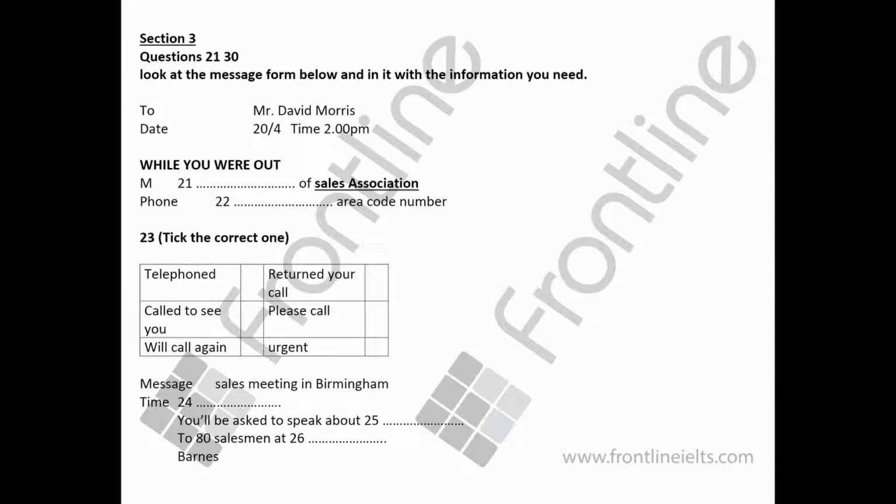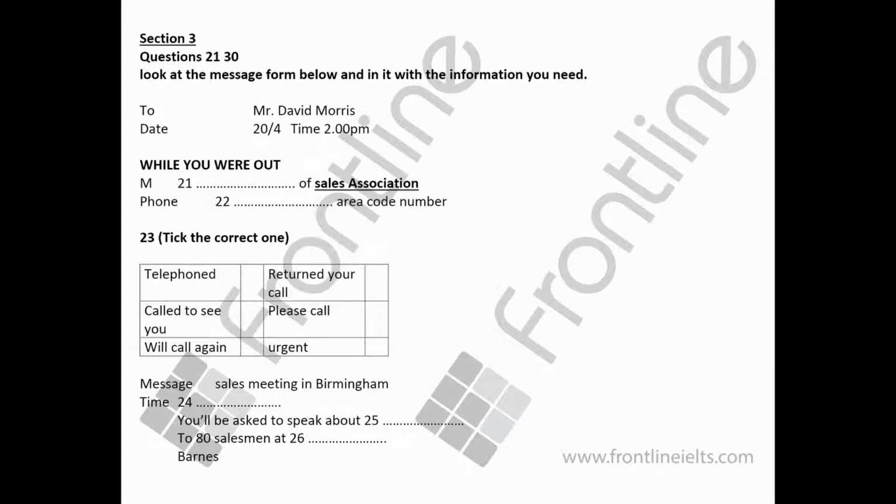Now listen carefully and answer questions 21 to 26. Mr. Morris's office. Good afternoon. Good afternoon. May I speak to Mr. Morris? I'm afraid he's not in at the moment. Who's calling? This is Bob Ross of the Sales Association speaking. Sorry, I didn't catch your name. Bob Ross, R-O-S-S. Do you have any idea what time he'll be back? No, I don't, Mr. Ross. Would you like to leave a message? Yes. Will you tell Mr. Morris that I talked with Bill Smith in London this morning?